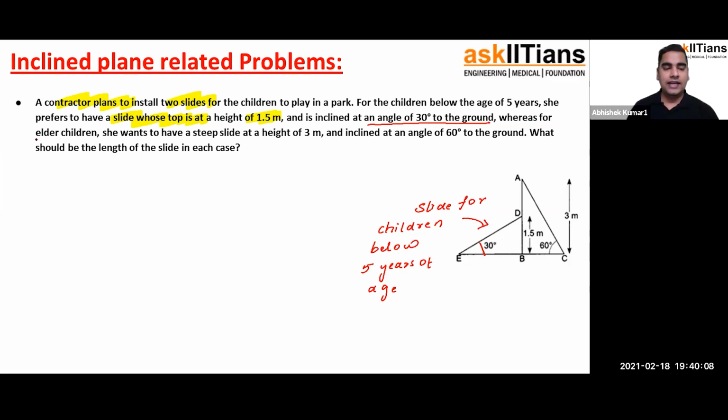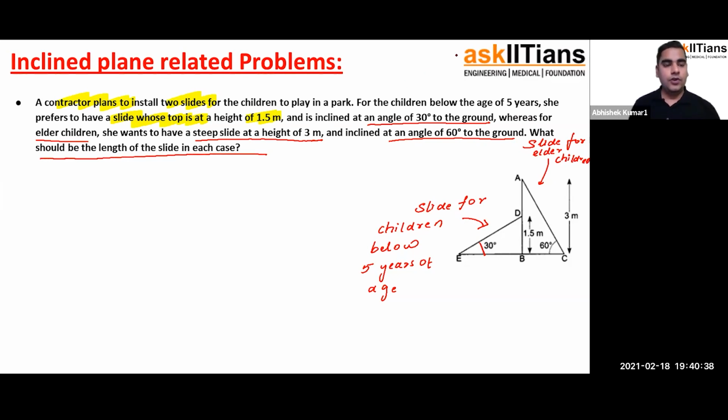Whereas for the elder children, she wants to have a steep slide. A steep slide is going to have more slope as well, at a height of 3 meters, and is inclined at an angle of 60 degrees to the ground. So this is the slide for elder children. Clear? Then they are asking us what should be the length of the slide in each case.